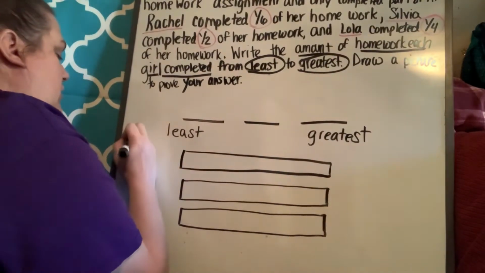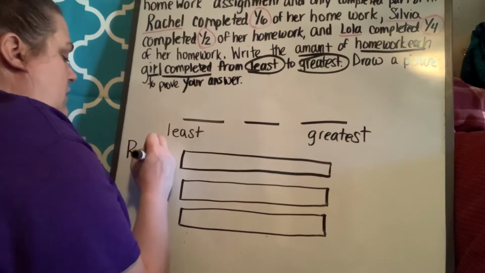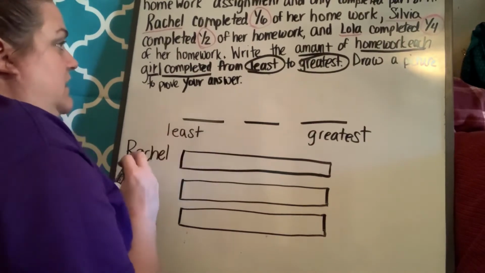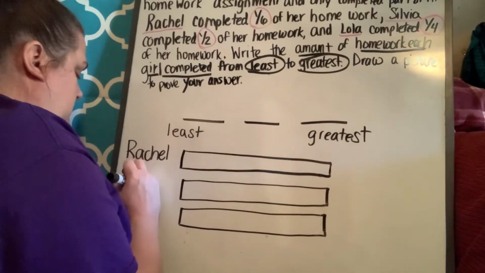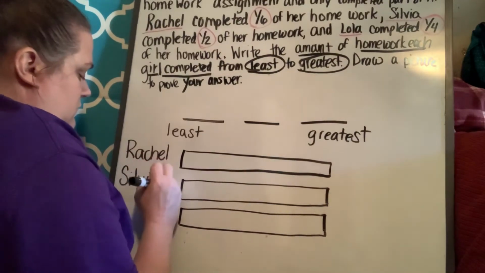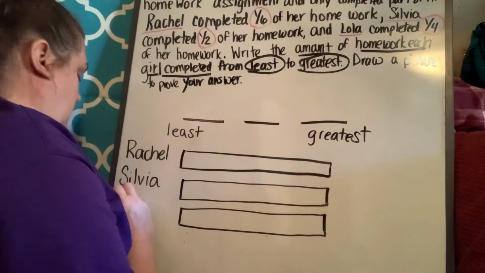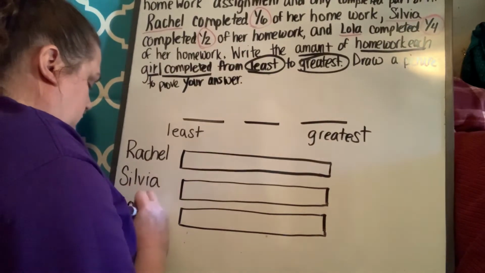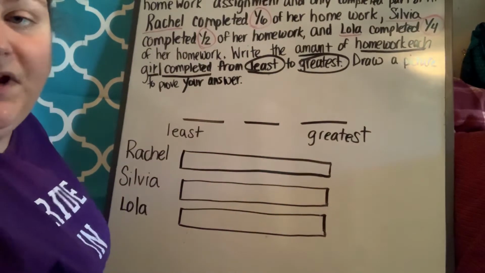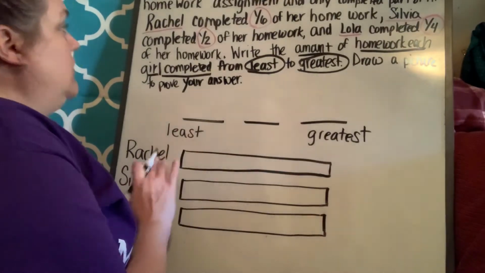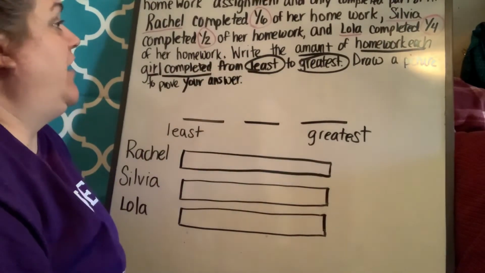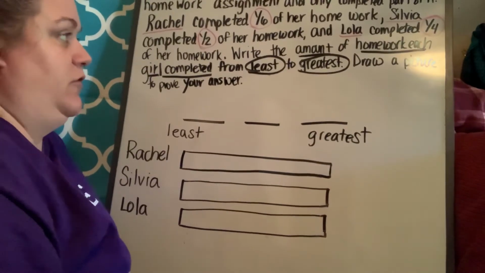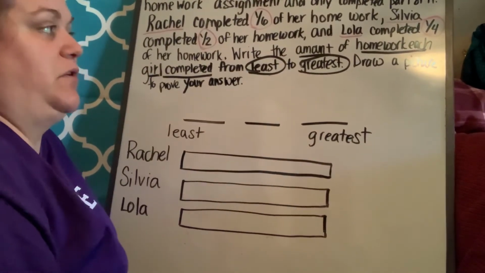This one's going to be Rachel. This one's going to be for Sylvia. And this one's going to be for Lola. So I have all 3 ready to go. Now Rachel completed 1/6 of her homework, Sylvia completed 1/2 of her homework, and Lola completed 1/4 of her homework.